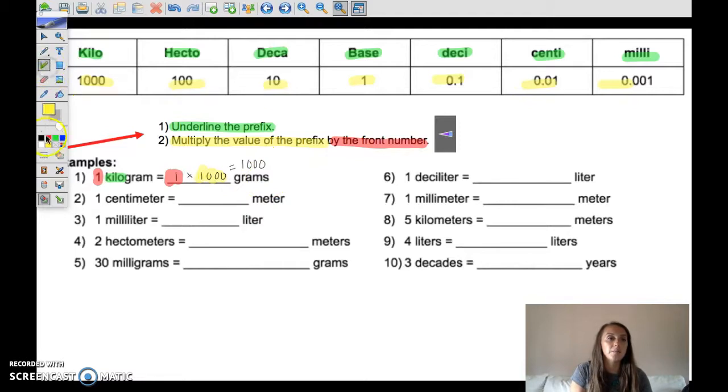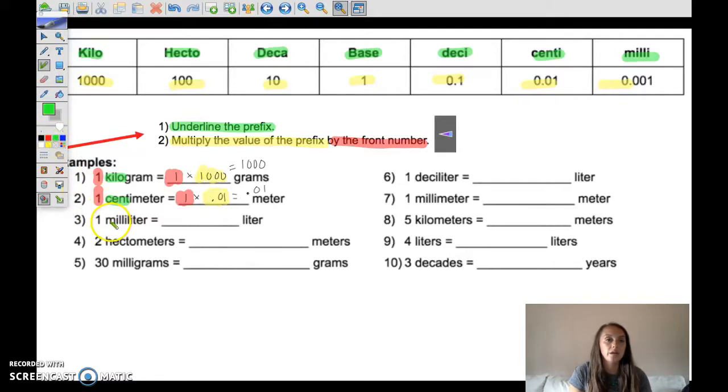In my next example, I see that my prefix is centi. It's a word that I'm not familiar with, but I see that meter is my base unit. And my front number is the number 1. So I'm going to take my front number, which is 1, and multiply it by the value of centi, which is 0.01. So 1 centimeter is 0.01 of a meter, or 1/100th of a meter.